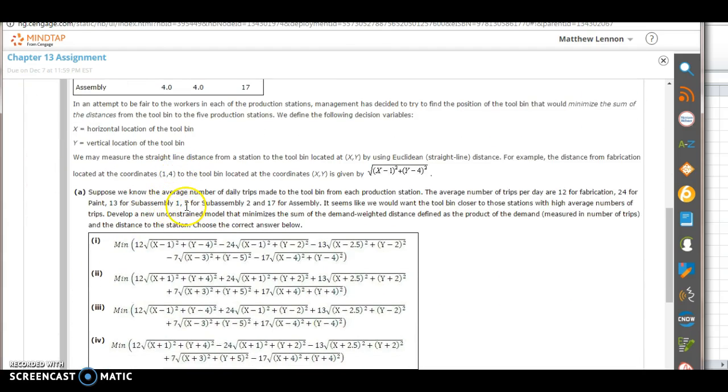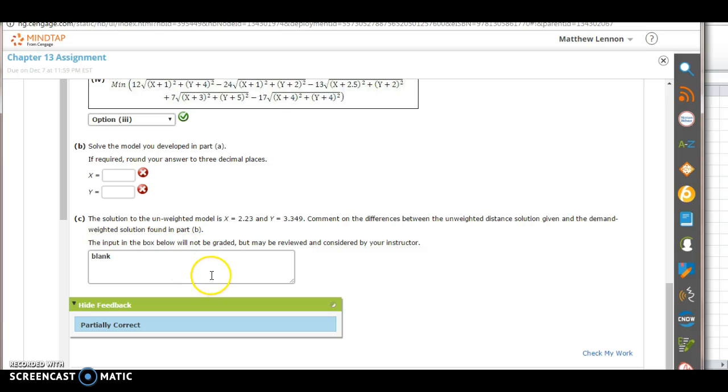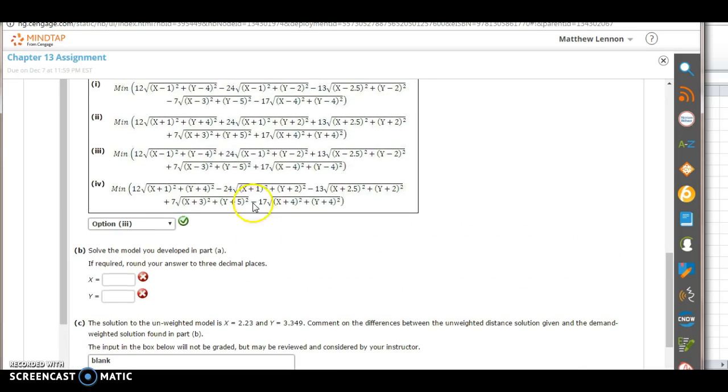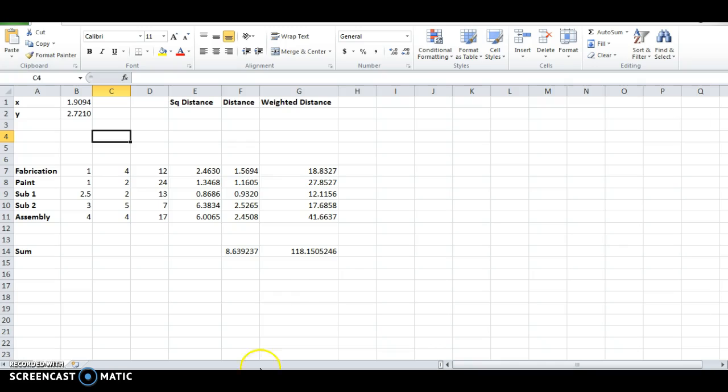And then for the minimization problem, we want to implement this function into Excel and then use the solver as usual. So I've done that here. This first set, fabrication, paint, sub 1, sub 2, and assembly, is just copied from the table from MindTap. And then I've created an XY dummy variable for the ideal position of our tool station that they'll all be making use of.